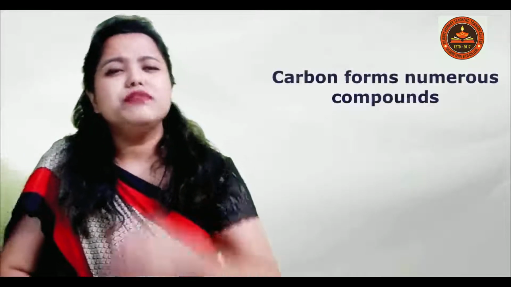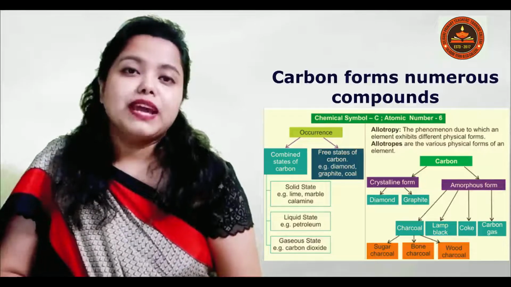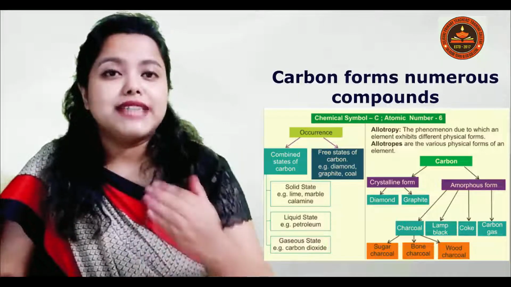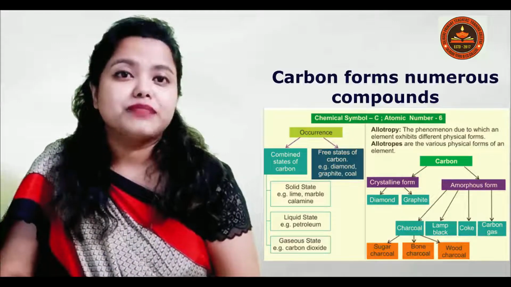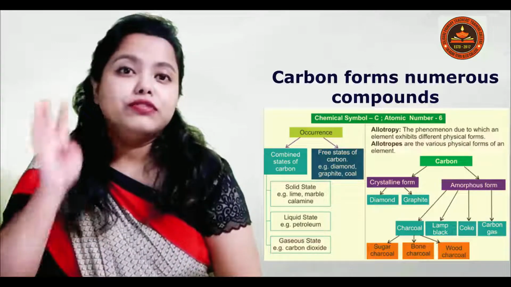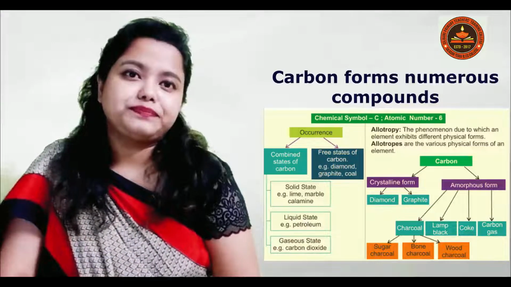Now, why is carbon so special that the whole chapter is given for carbon? Why? It's because carbon has a very special character, that is, it forms numerous compounds, okay, which can range up to 10 million compounds. You can find 10 million compounds in carbon. Why? Because of those 4 electrons present in the carbon.